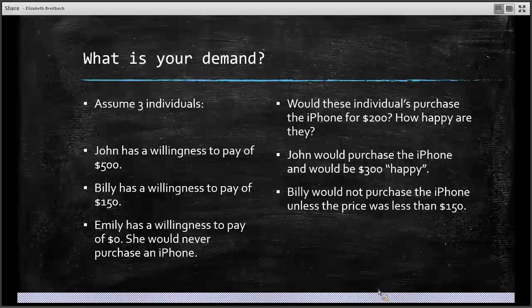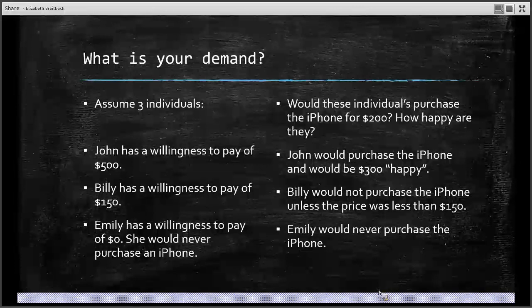Billy would not purchase the iPhone. He has no desire to purchase the iPhone for $200. He has the willingness to pay of $150. So he is just not going to purchase the iPhone unless I ever drop the price to $150 or less. And then finally, Emily's also not in the market right now because she is not willing to purchase that iPhone. So she has no desire to purchase the iPhone. She's not going to be in the market.